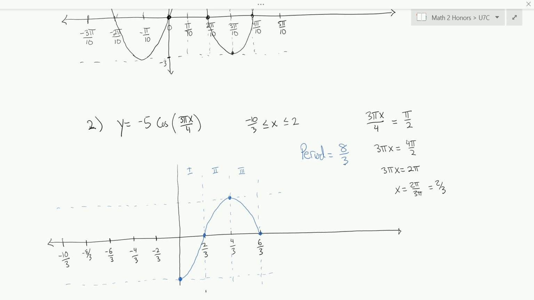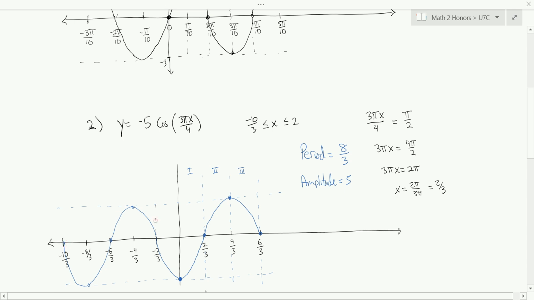What do you call the distance between the middle and the height, or the max? The amplitude. And what is that? 5, right? Okay, so I'm just going to go back and finish this here. So it looks like that. That's the full curve right there.